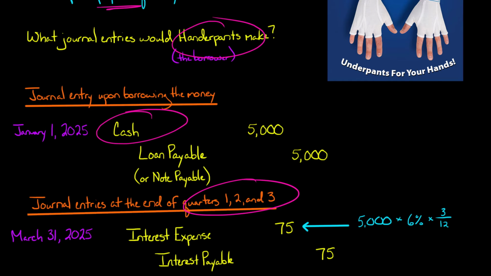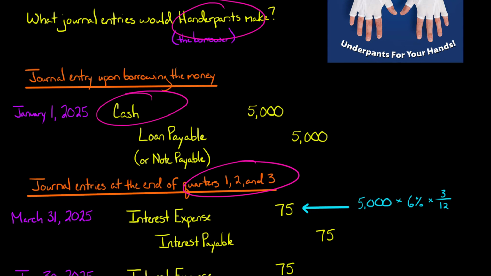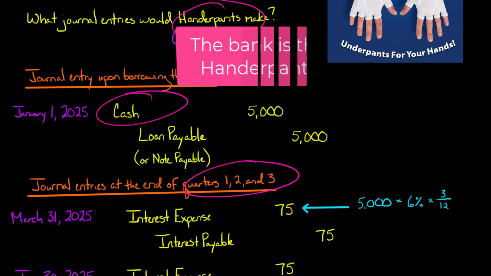So you take 3 months out of 12, so 3 over 12 times 5,000 times 6% gives you $75 of interest. So basically after 3 months, when they make their financial statements for Q1, they have to say, hey, we have incurred $75 of interest expense, even though we haven't paid anything yet, which is why we credit interest payable and not cash. Now, if they were paying the cash every quarter, then obviously they would credit cash.